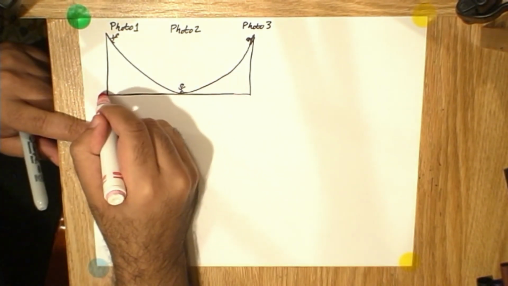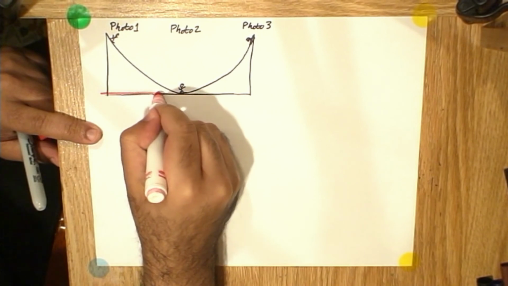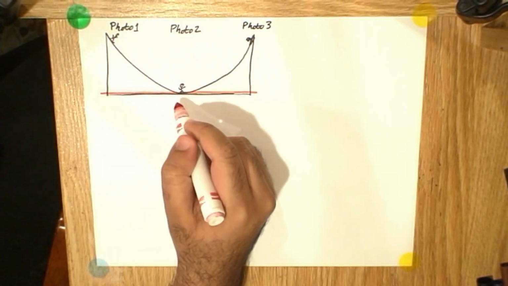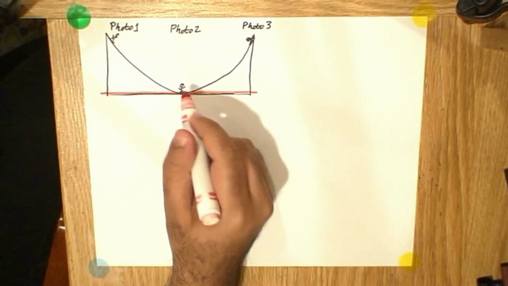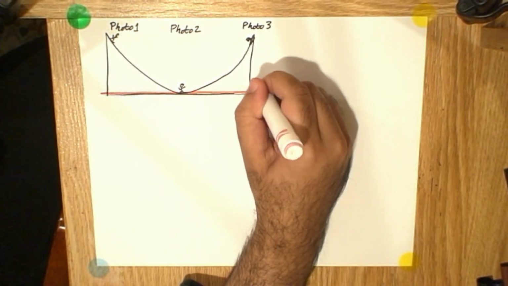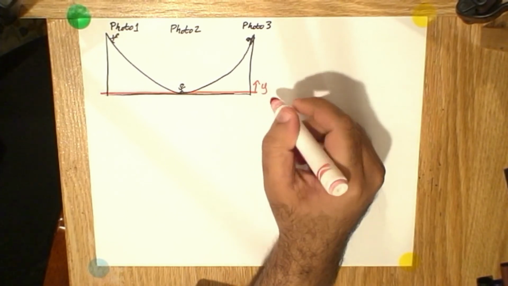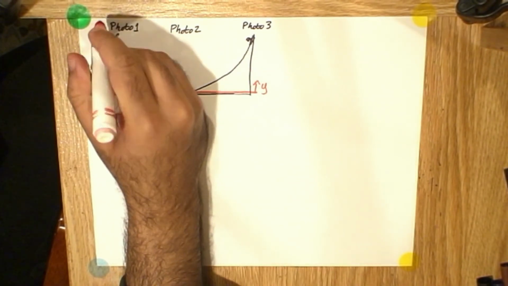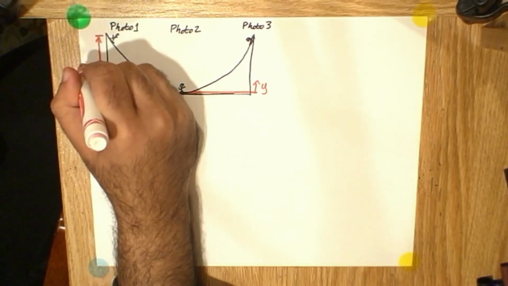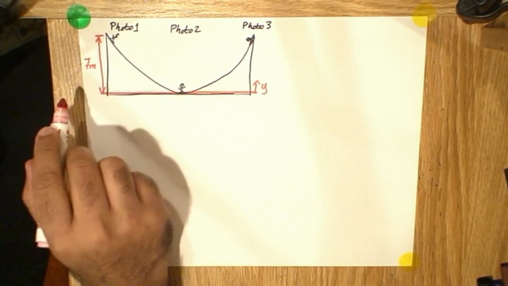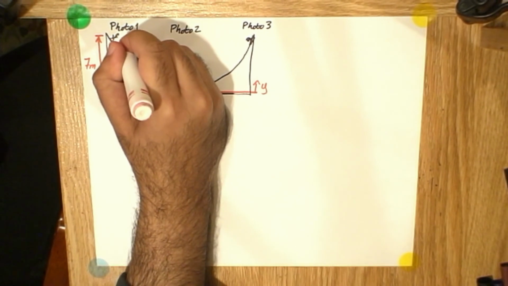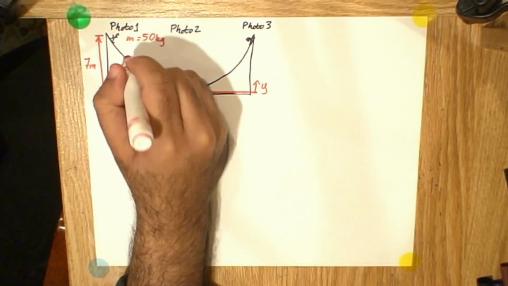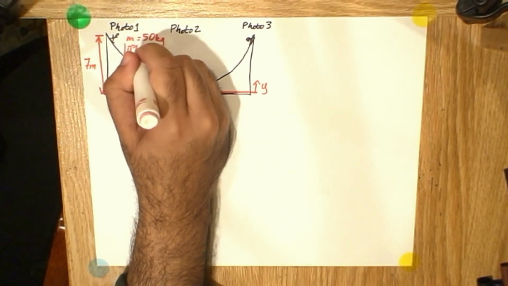I'm going to set my origin such that at photo 2, they're at the origin. This is their lowest point. I'm going to set upwards as positive y, and their initial height is 7 meters. I'll make a note of that here. Their mass is 50 kilograms. Their initial velocity is 0.